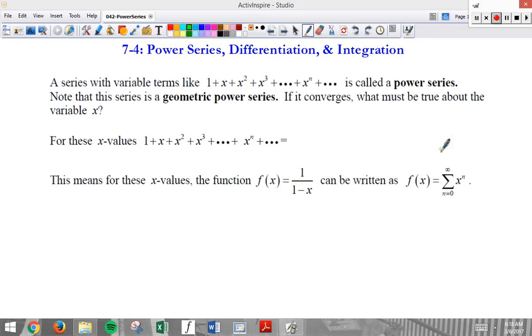Alright, so today I'm going to be talking about power series, the differentiation of power series, the integration of power series, and particularly geometric power series. A lot of stuff's happening in lesson 7-4. It should go without saying, 7-4 is a very important lesson.